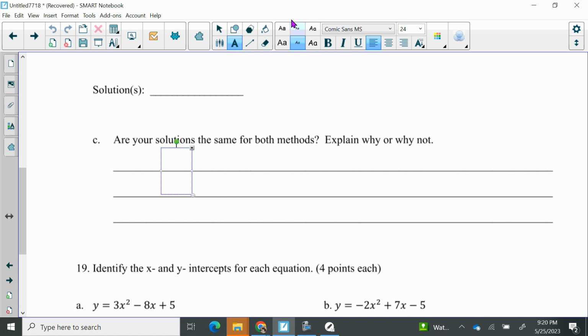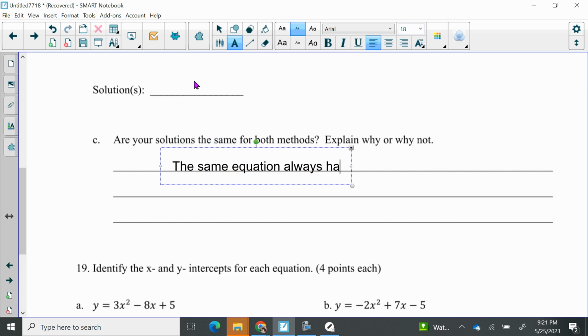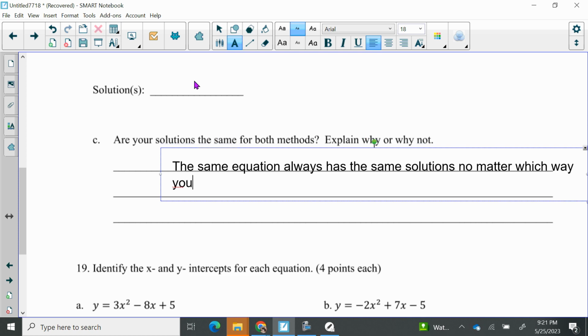And so I'm going to type this up for you. The same equation always has the same solutions no matter which way you solve it.